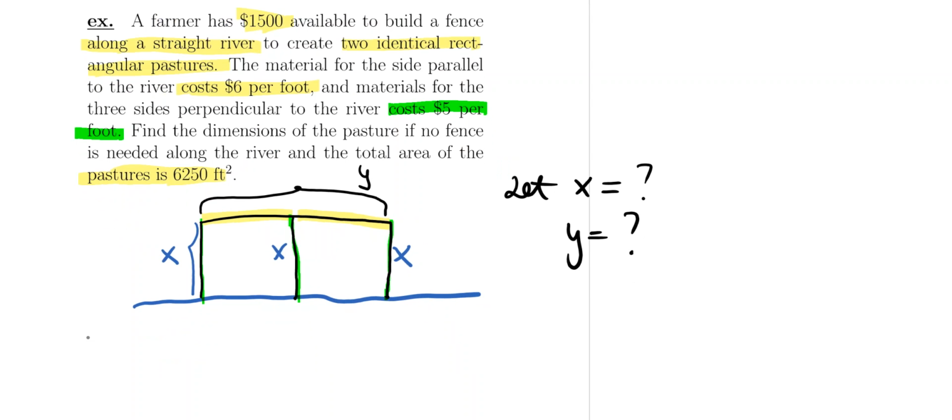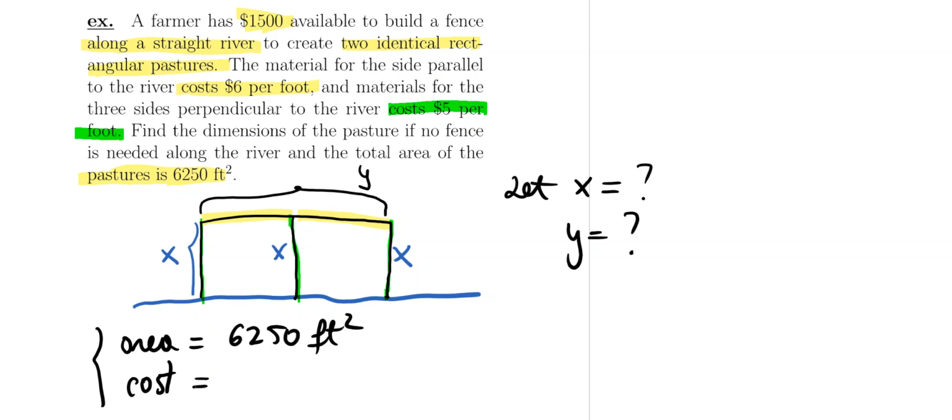Our system is area equals 6,250 square feet, and the cost must be 1,500. Okay? So now let's write the area. The area is x times y, right? x times y, length times width, and it equals 6,250.